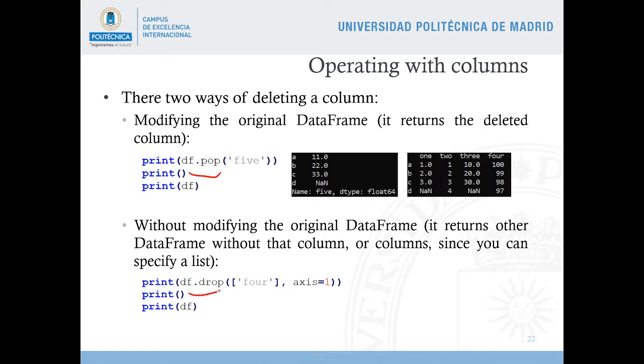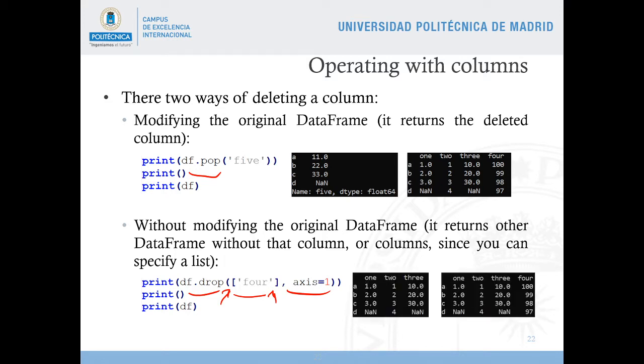And with the use of drop, we are not modifying the data frame, but it's returning another data frame with all the columns except the one that we are specifying here, or as it is a list, as you can see, they are brackets, and we can remove several columns. Of course, we need to specify axis equal to 1, since axis equal to 0, which is the default, refers to rows. Okay, so you can see that it does not modify the data frame that we are applying the function to, but it returns a new data frame.